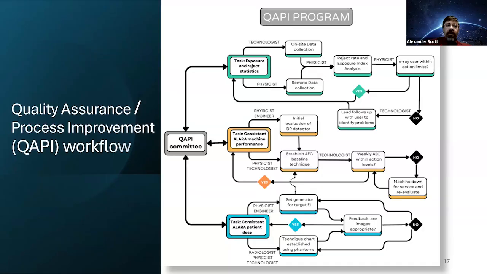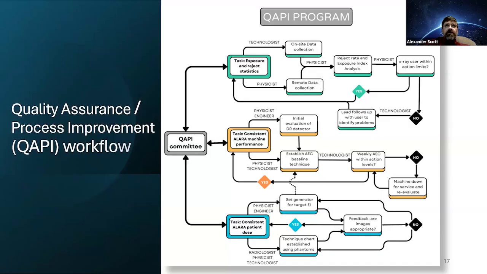And we have a quality assurance process improvement committee. It's called QAPI. I don't know who came up with that, but it's a QAPI committee. And it has certain tasks that the members take on a monthly basis. Some of it is collecting and measuring and analyzing the exposure and reject statistics. That's the big part that I'm involved with.